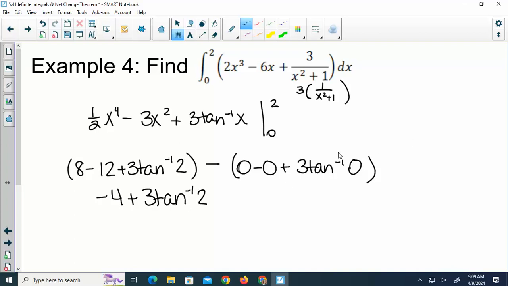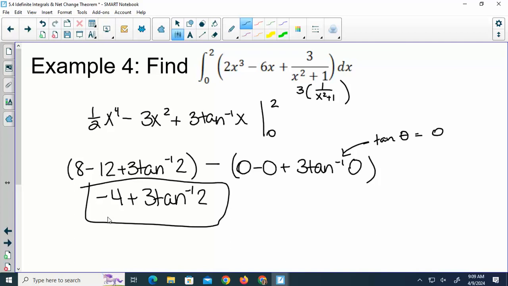Tangent inverse of 0. What that means is tangent of what angle equals 0. So if you think about our hand trick, tangent is square root of the top over square root of the bottom, when is that equal to 0? At 0. So this whole term becomes 0. So that's my final answer. Why don't you guys try the next one?